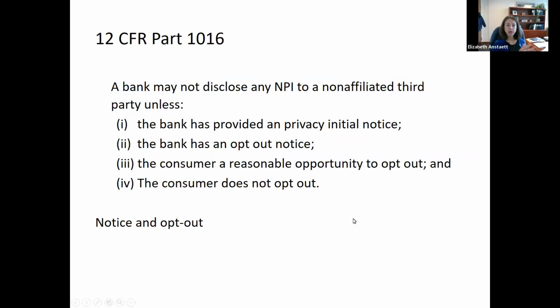And the key part is that a bank may not disclose non-public personal information to a non-affiliate, that's an important word, non-affiliated third party, unless the bank has provided the initial privacy notice, the bank has provided an opt-out notice, the consumer has been given a reasonable opportunity to opt out, and the consumer has not opted out. So again, we see notice and a right to opt out. It's generally considered 30 days as reasonable, although that may vary.